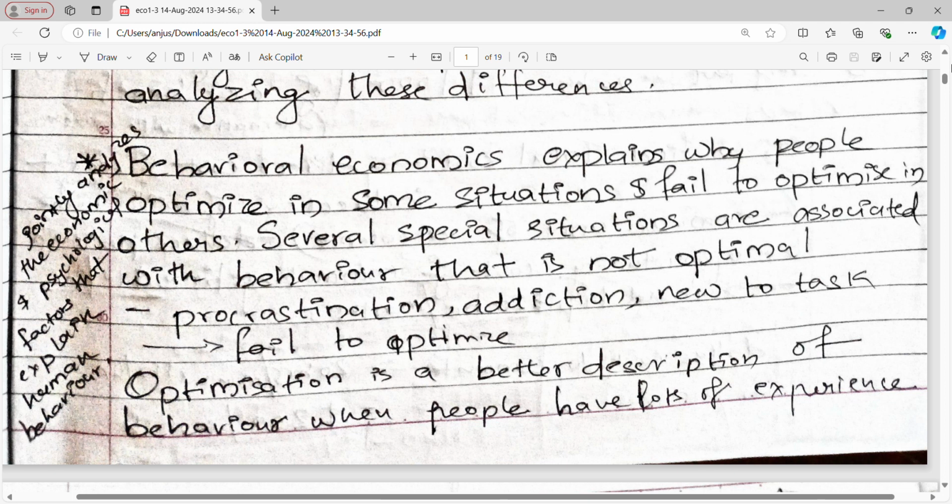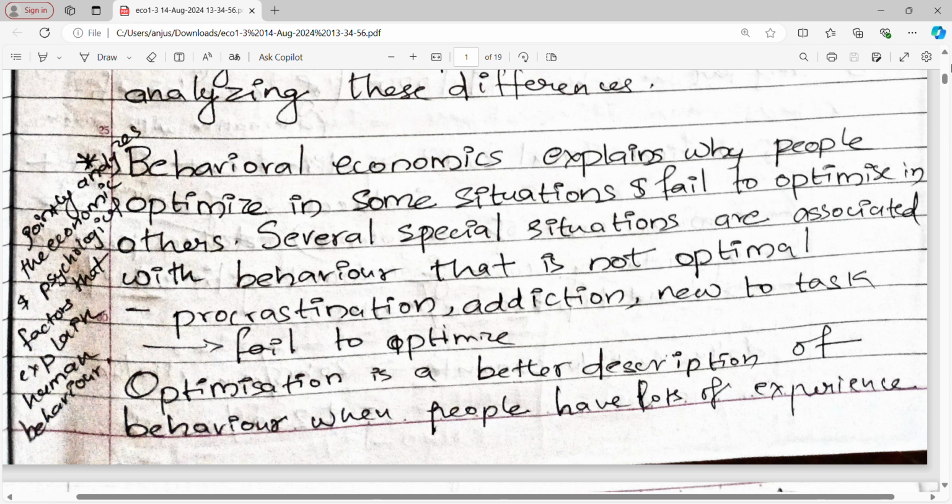Several special situations are associated with behavior that is not optimal. One is procrastination, then addiction, and being provided with a new task: if you are new to the stock market, you cannot optimize. You don't know how it works, so you won't be able to choose the best option. There are many such cases in which an economic agent, a human, fails to optimize.